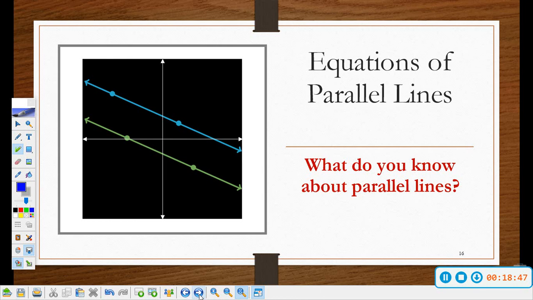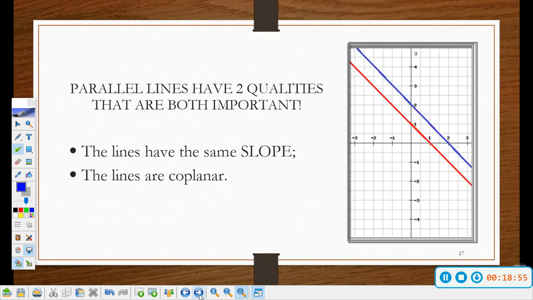The second part of your lesson today is on equations of parallel lines. So what do you know about parallel lines? There are two things that are important. I want you to write these down on your paper. Parallel lines have two qualities. They're both important. They have to have the same slope and they have to be coplanar.